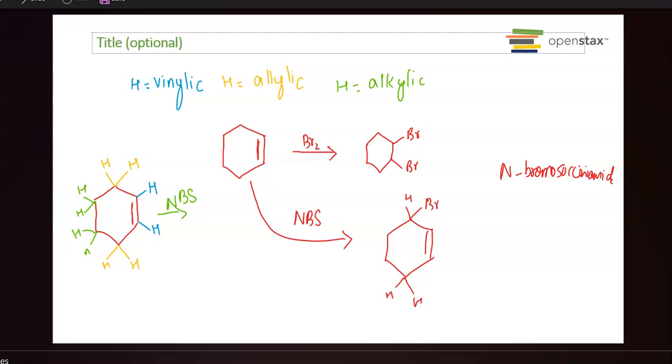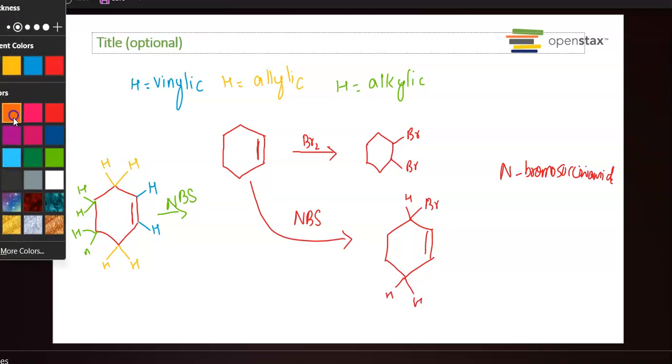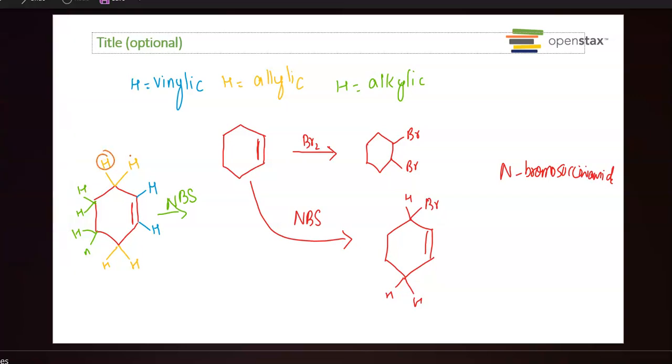That means the orange colored hydrogens are the targeted hydrogens. These are the ones that I have circled. These are the hydrogens that are targeted, none of the other ones. Okay, so that's why we get the product here where the allylic hydrogen is substituted by the bromine, which is coming from our bromine source, which is N-bromosuccinimide.